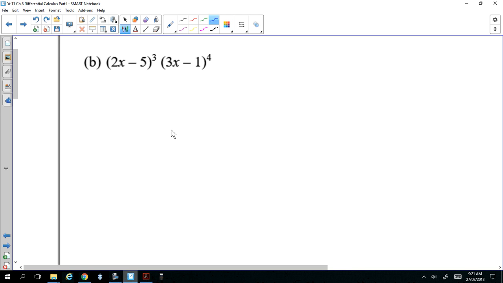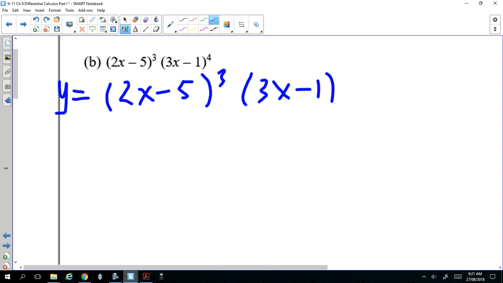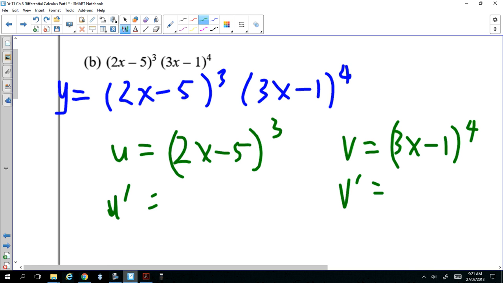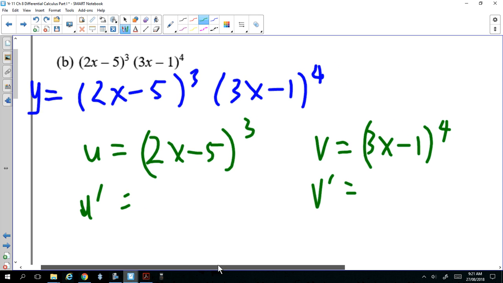All right, let's move on. Now what do we do first? How do I differentiate this? This is a product rule. So we have to write U equals this, V equals this, and do U dash, V dash. Got it? U dash, V dash. Let's do this. Remember, you have to use the chain rule. Hopefully you've done your homework.